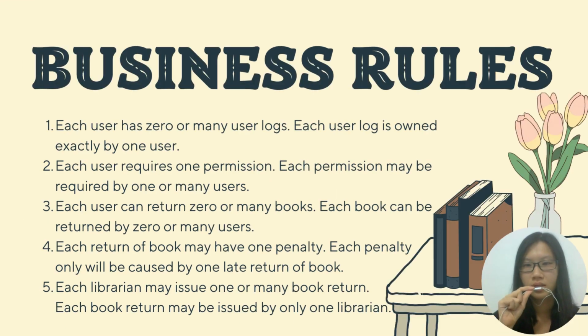First, each user has 0 or many user logs. Each user log is owned by exactly one user. Second, each user requires one permission. Each permission may be required by one or many users. Third, each user can return 0 or many books. Each book can be returned by 0 or many users.